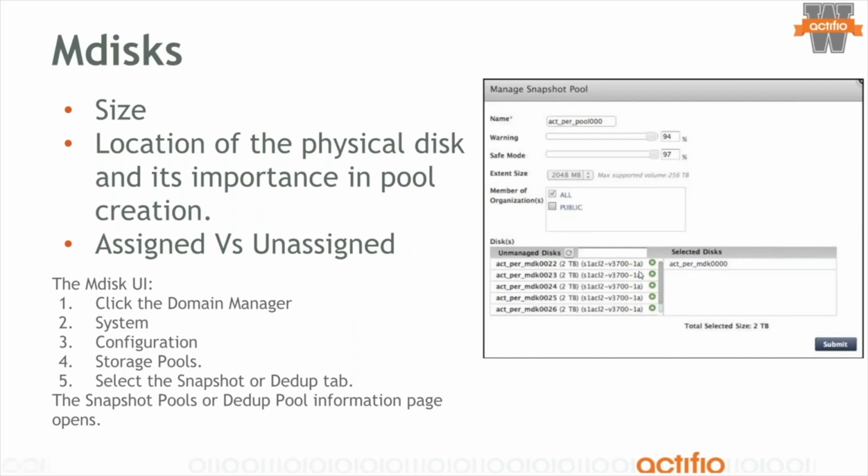I also suggest leaving one unassigned Mdisk. So you're going to create all these 2 terabyte Mdisks, or you're going to assign them from your physical storage, and then you're going to assign them out to pools. Now, what I recommend is that you leave 1 or 2 of these Mdisks unassigned.